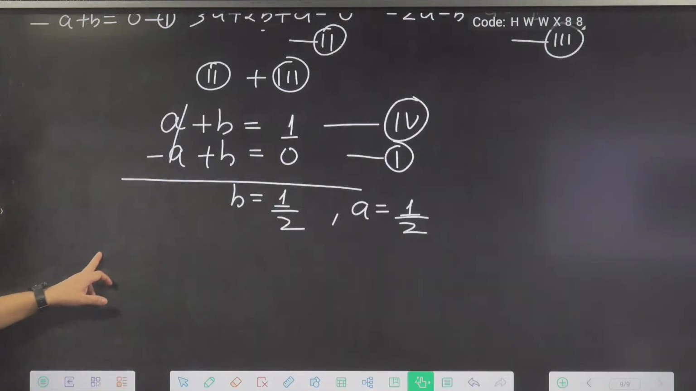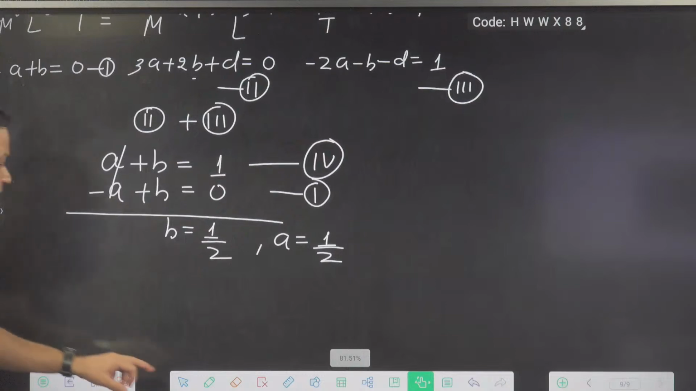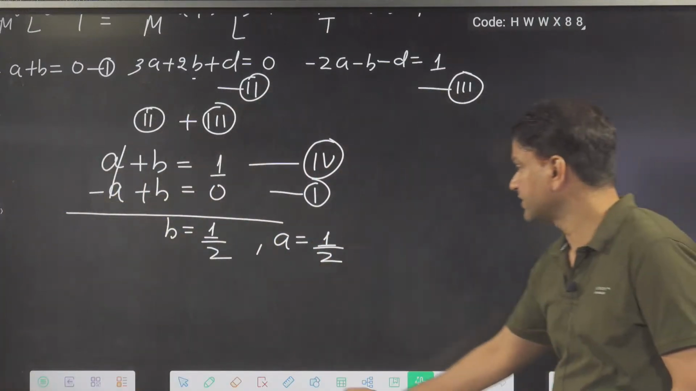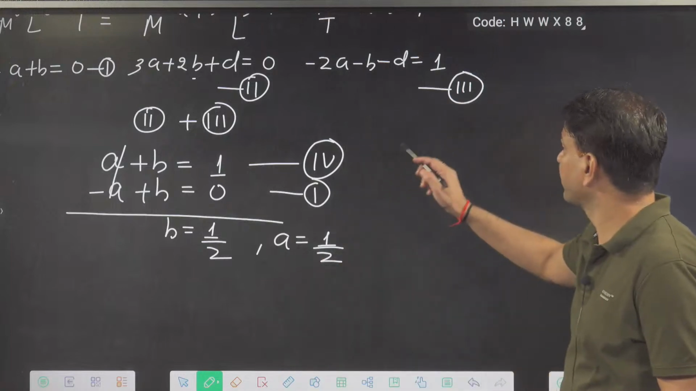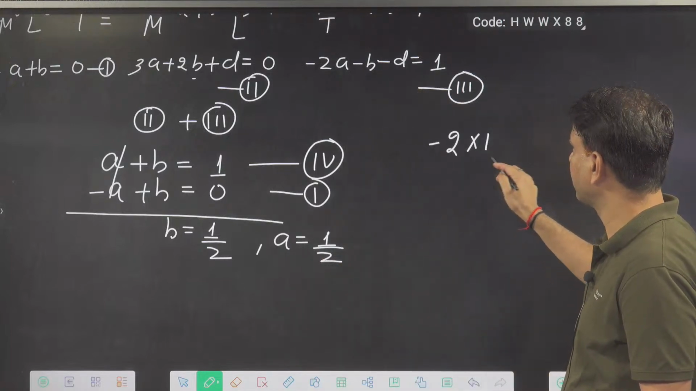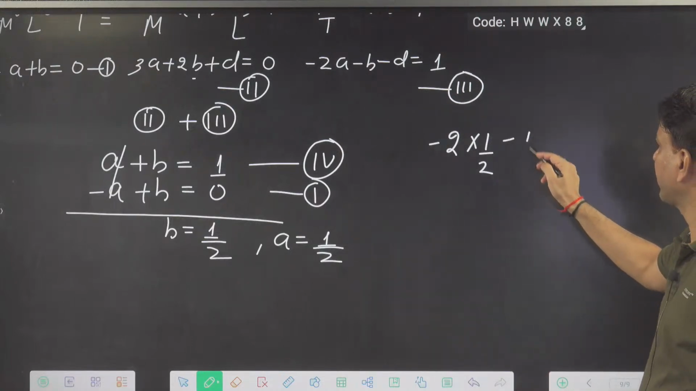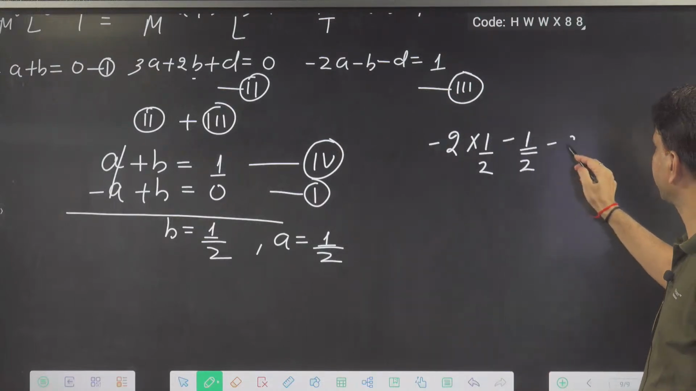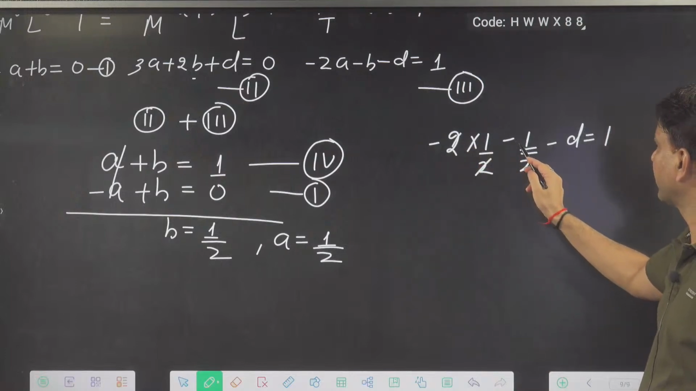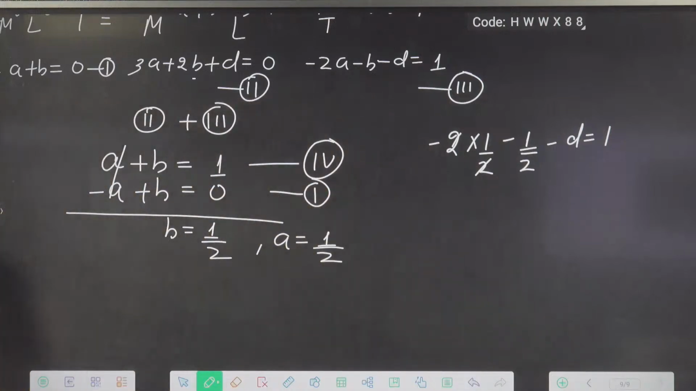Is everybody getting it or not? So A I got 1 by 2, B I got 1 by 2. Put these values, then you will get the value of D. Who will say what is the value of D? Now put here minus 2, the A value is 1 by 2, B is 1 by 2, minus D is equal to 1. So this is minus 1, and this is minus 1 minus 1 by 2. You will get minus 3 by 2.